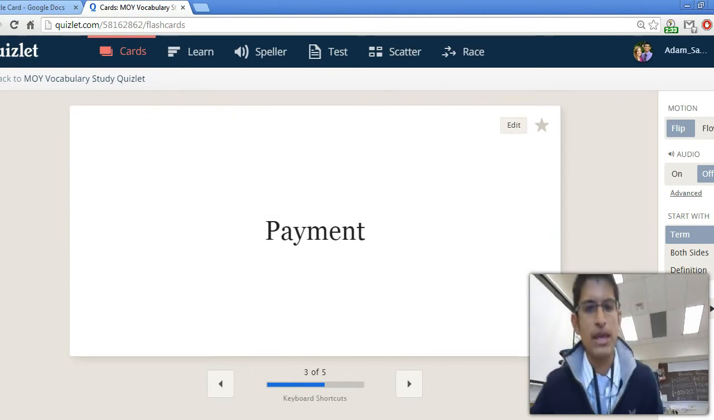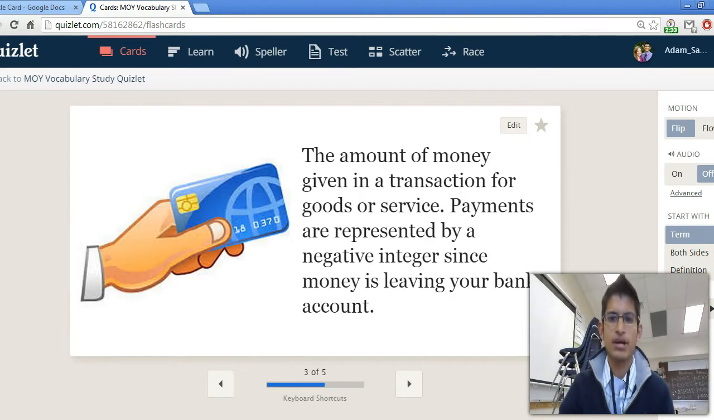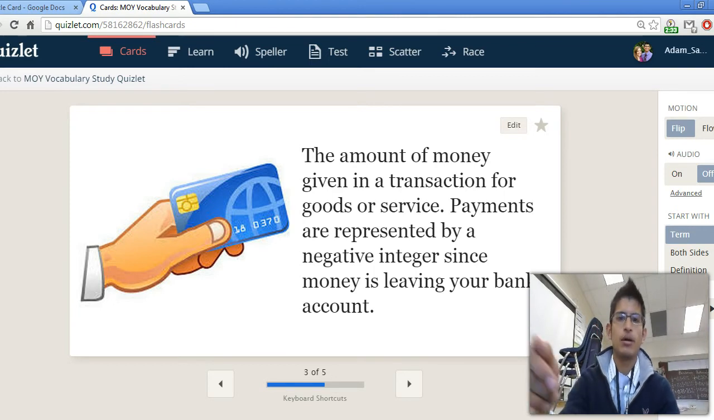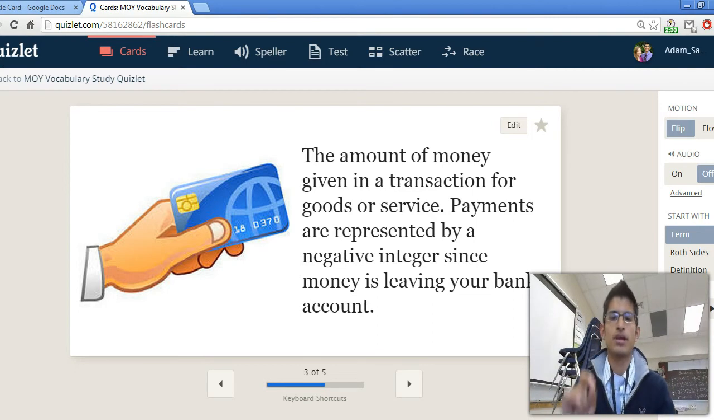The next word is payment. A payment is the amount of money given in a transaction for goods or service. Payments are represented by a negative integer since money is leaving your bank account. So if you pay somebody, money's coming out of your bank account, so that would be a negative number. So if you bought something at the store that cost $5, that would be negative $5 coming from your bank. All right, that word was payment.